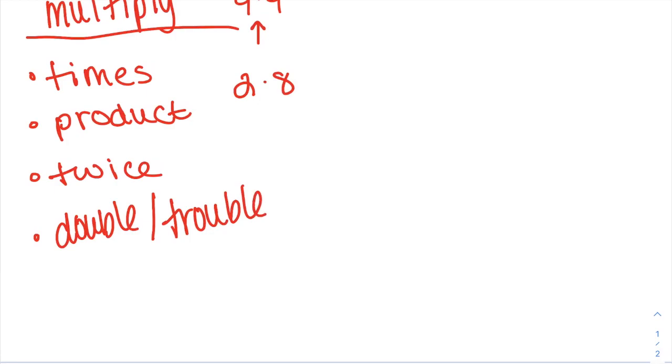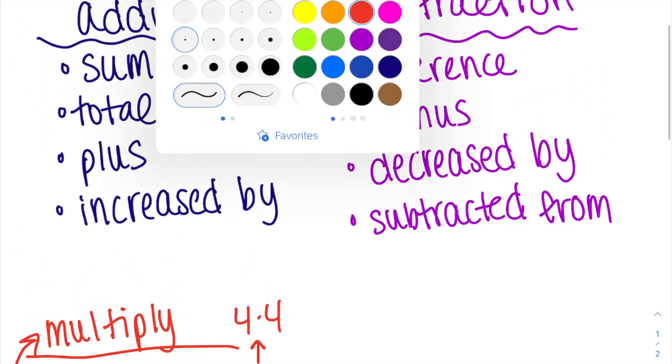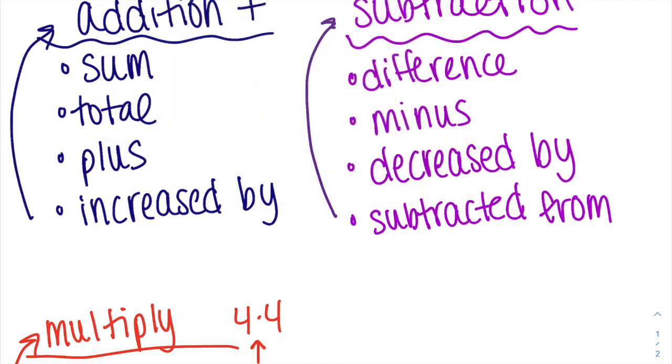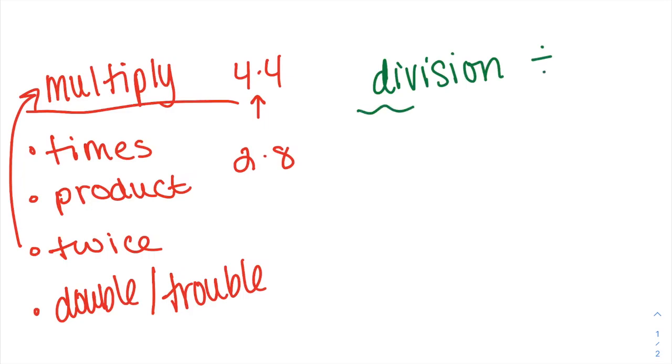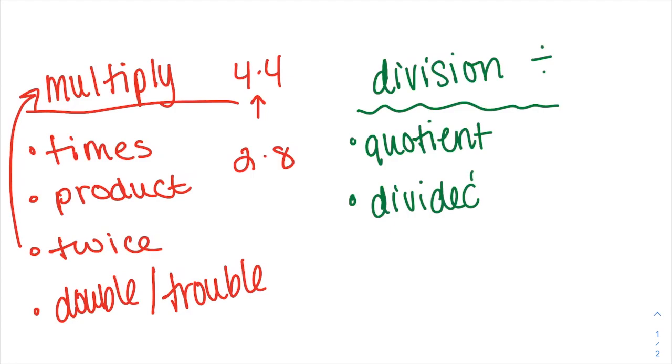These are all different words that mean multiply. These are all different words that mean subtract, all different words that mean add. So we're adding right now to our math vocabulary. The last one that we have is division. So division or dividing. Ways that we can talk about division are there's the word quotient. If you see the word quotient, we're talking about dividing something. Divided by is the most simple one we see, divided by.